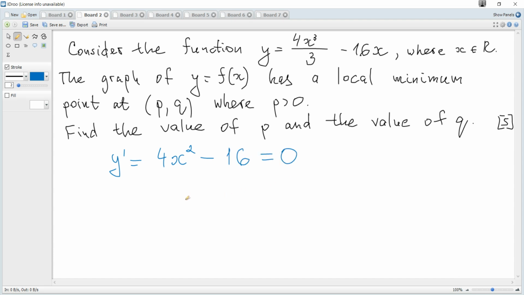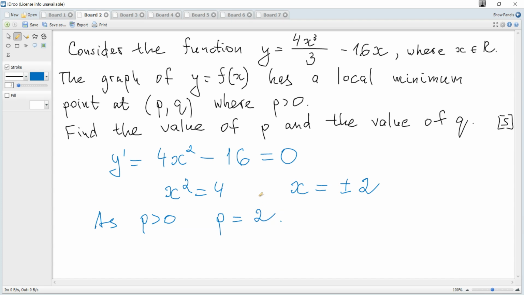And we need to just solve for x. x squared is 4. So in general, x is plus or minus 2. But as p is greater than 0, which is given here, but in general we should check, hence p is 2.